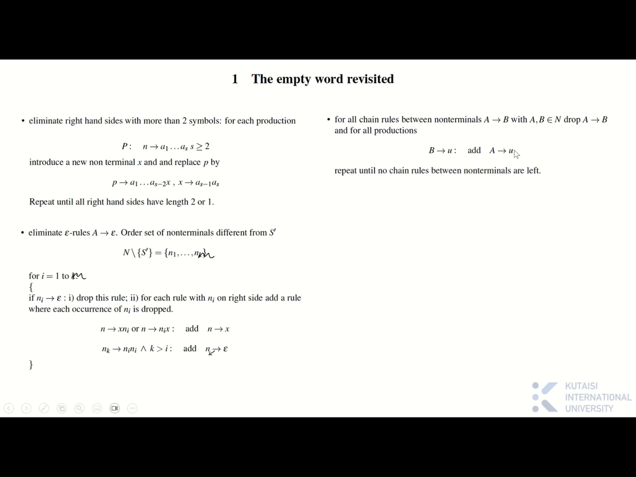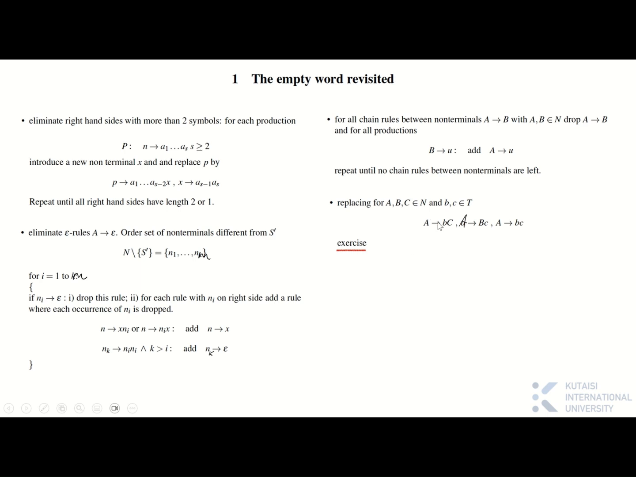So it's easy, right? If you had A implies B and B implies U, you remove A implies B and add A implies U. So like a transitive thing. So you will repeat this until there are no chain rules between non-terminals. So these rules will also be dropped. And what to do about the rules A implies BC where C is a terminal, or A implies BC? This is an exercise.